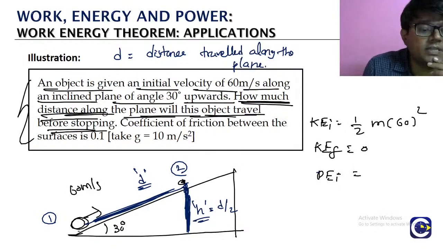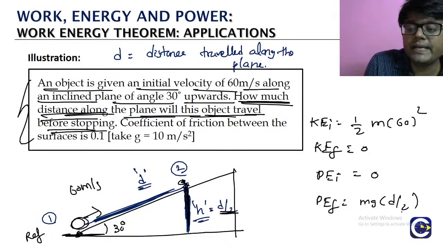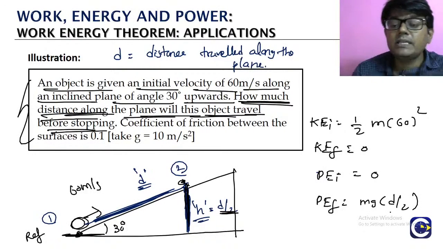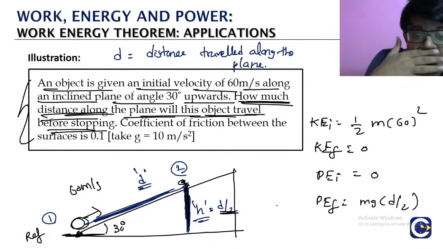Do you know the initial potential energy? It is starting from the reference, so the initial potential energy is 0. Now the final potential energy: it is at a height d by 2, right? From the reference, that means mg into d by 2. Okay? So this covers the initial kinetic and potential energy, and the final kinetic and potential energy.